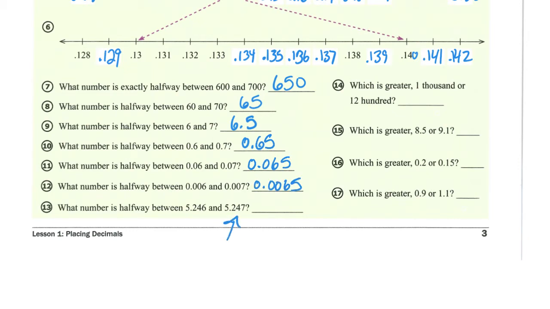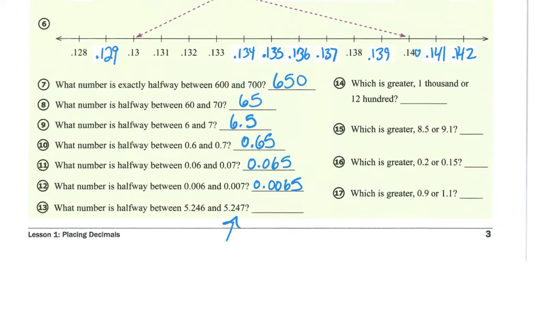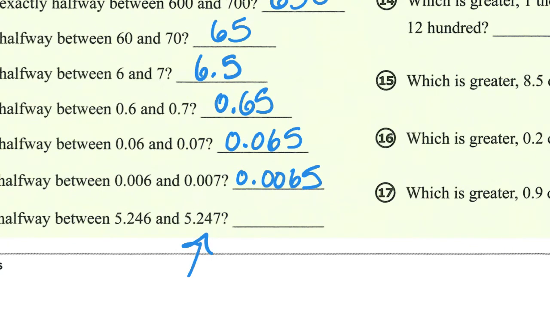Let's look at number 13. What number is halfway between those two numbers? And I'm going to zoom in a little bit here. Between 5.246 and 5.247 would be 5.2465. We need an extra decimal place to talk about that one.